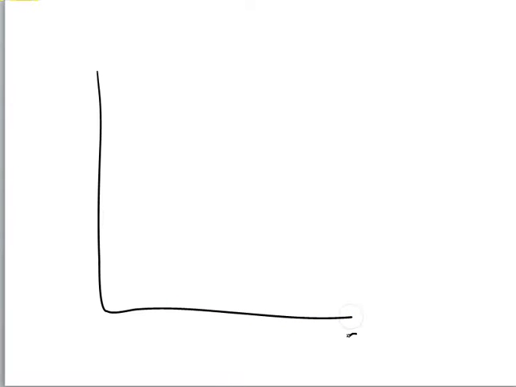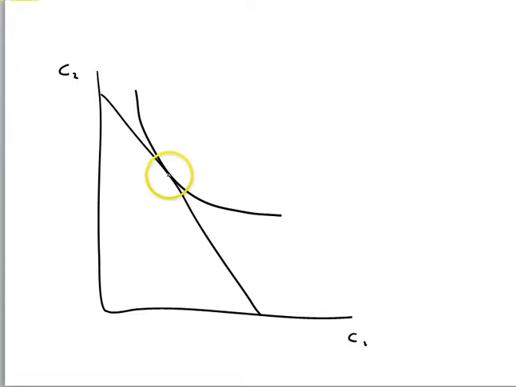So let's pick up there. Oh, I turned blue. Let's go back to black and look at consumption in year one and consumption in year two, and just copy that same budget line that we had and draw in a well-behaved indifference curve, and let's say this person is at C1 naught and they consume C2 naught in equilibrium.